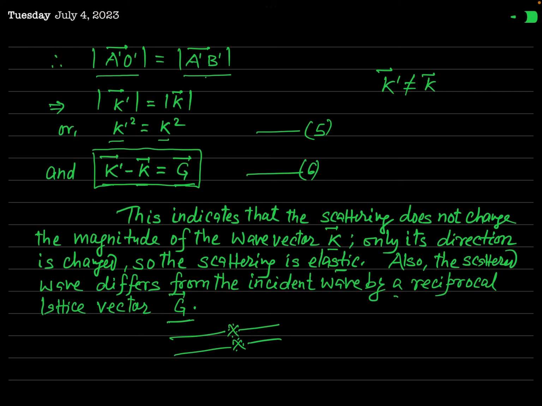And from this calculation we have also concluded that due to Bragg's reflection there is no change in the magnitude of the wave vector, only its direction changes. And the difference of the wave vector of the incident X-ray and the diffracted X-ray is simply equal to the reciprocal lattice vector. So you can see this reciprocal lattice vector plays a crucial role in understanding the diffraction of X-rays by crystals.